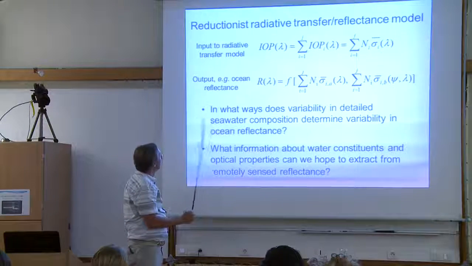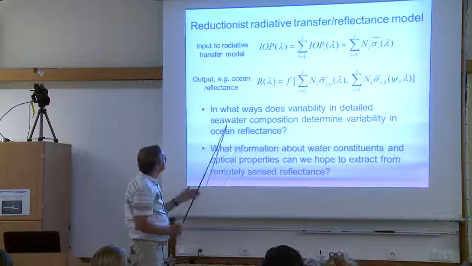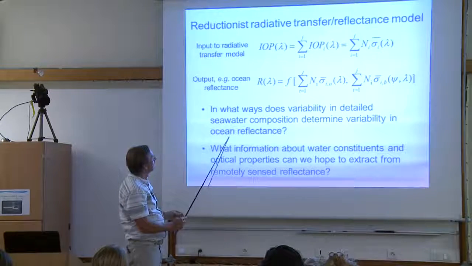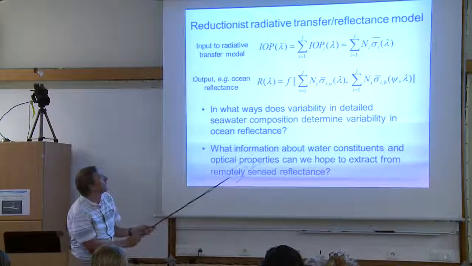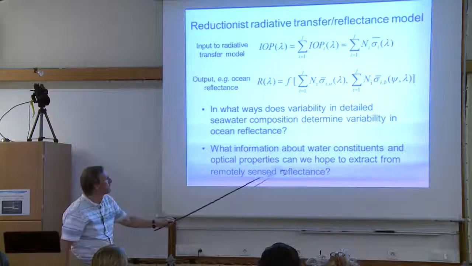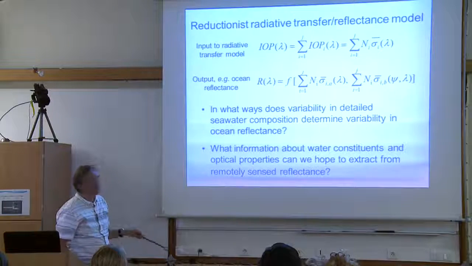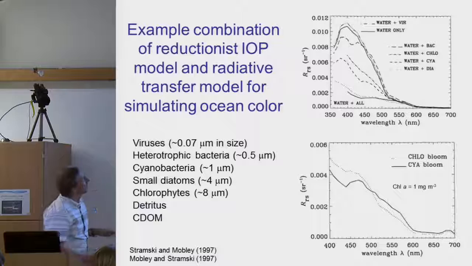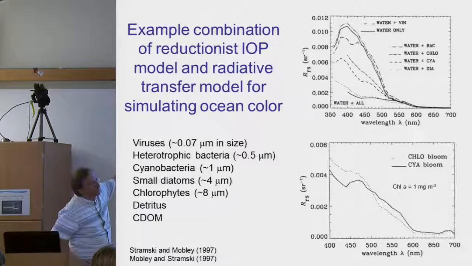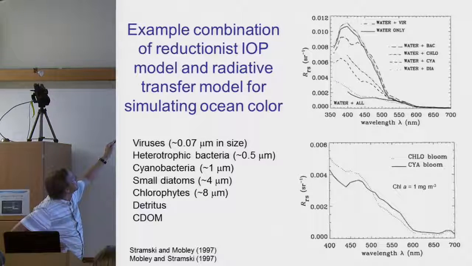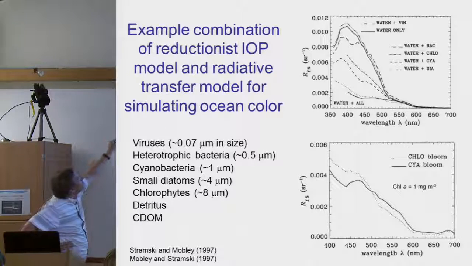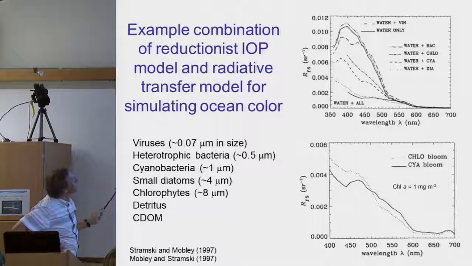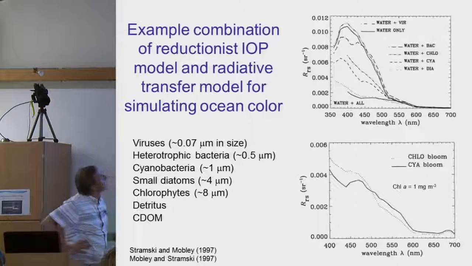So you can look at questions like: in what ways does variability in detailed seawater composition determine variability in reflectance, or what information about water constituents and optical properties can we hope to extract from remotely sensed reflectance. This is just one example, or a couple of examples, from the simulations with Hydrolight, where this reductionist approach on IOPs is combined with radiative transfer to simulate remote sensing reflectance. You can get very interesting results.